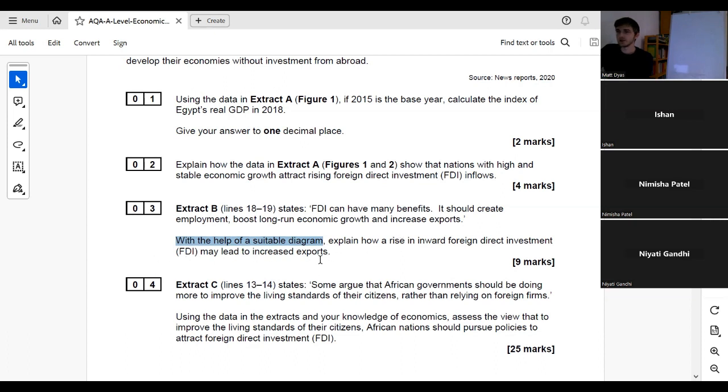So that might sound very problematic for you guys at this stage, because you might be like, I don't really know what foreign direct investment is. How am I supposed to link this to exports? Really, you shouldn't think of foreign direct investment as different from domestic investment. So when you have I in the AD equation, you shouldn't think there's a particular difference between foreign investment I and domestic investment I, at least in terms of the effect on the economy.